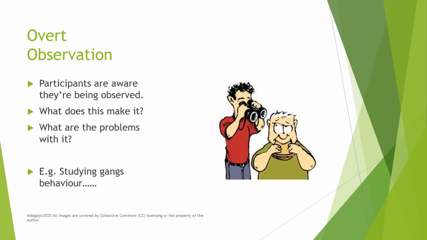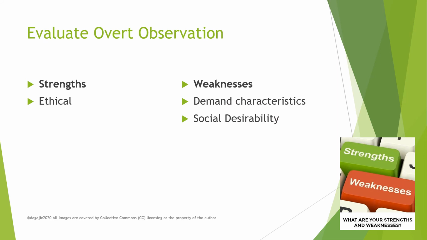So the opposite of a covert observation is an overt one. Participants are fully aware that they are being observed. So that makes it much more ethical. They've given their consent. But of course, the big problem is they might change their behaviour. If you've ever been in a classroom when there's an inspector or your teacher's being observed, you'll know exactly what happens with that. So the strength is it's very ethical, but the weaknesses are demand characteristics and social desirability.